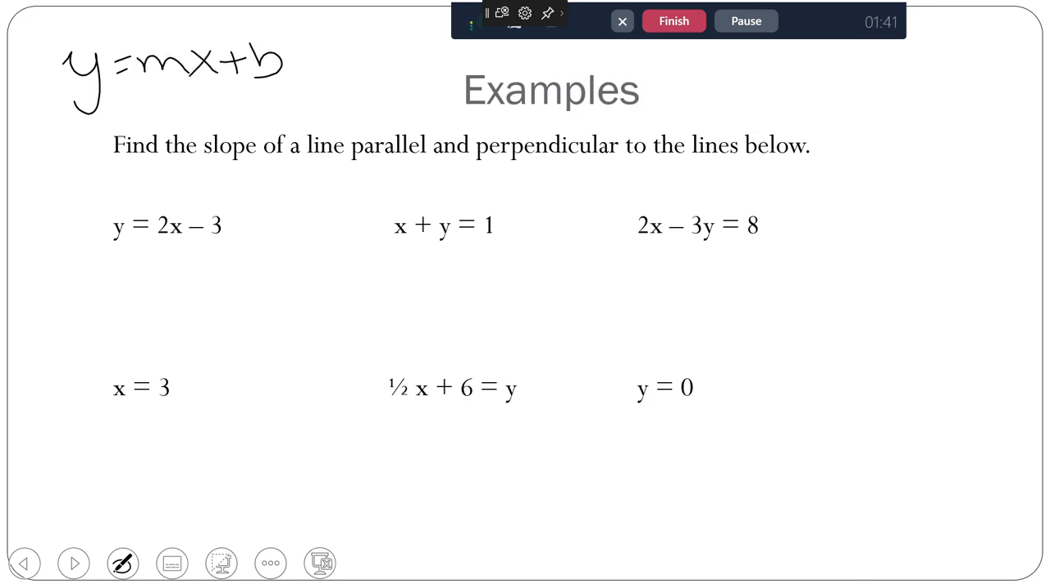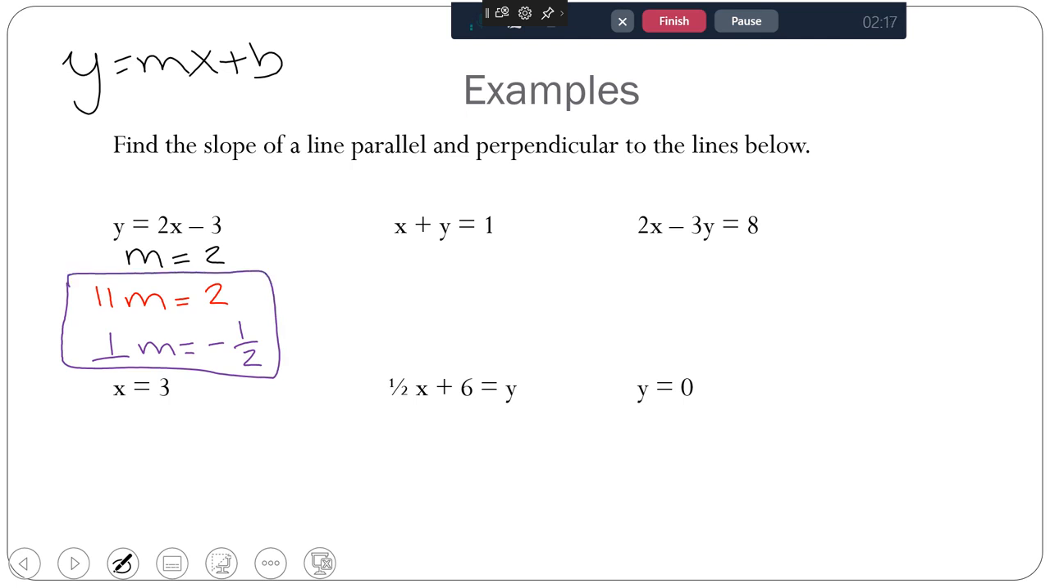Okay, this first one is written in y equals mx plus b. So I'm going to identify the slope as 2. It is the value in front of x. So that means that my parallel slope is going to also be 2. However, my perpendicular slope is going to be the opposite sign, being negative, and we are going to flip 2. 2 is going to be over 1, so it's going to become negative 1/2. So our parallel slope was 2, and our perpendicular slope was negative 1/2.